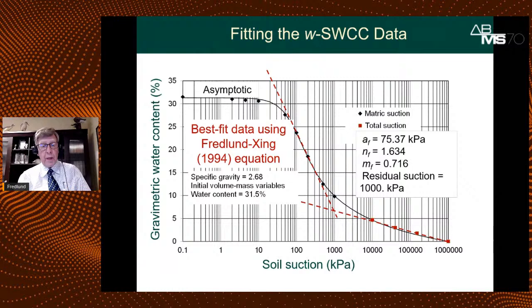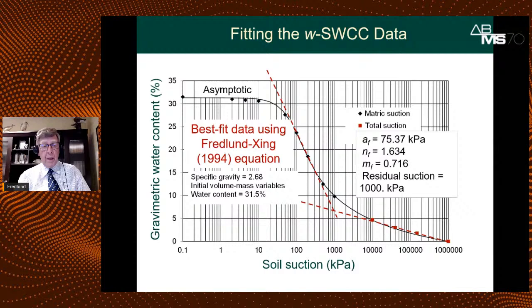Most soils show a typical S-shaped sigmoidal behavior on a semi-log plot. There are numerous equations that have been proposed for the soil water characteristic curve. I am showing the Fredlund-Xing 1994 empirical sigmoidal equation, which has three fitting variables. One indicates the inflection point, which on the diagram shown is 75.4 kilopascals. Another is the rate of desaturation.